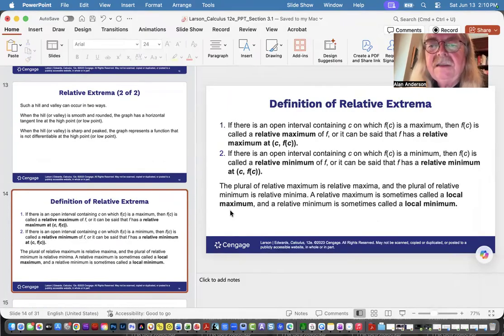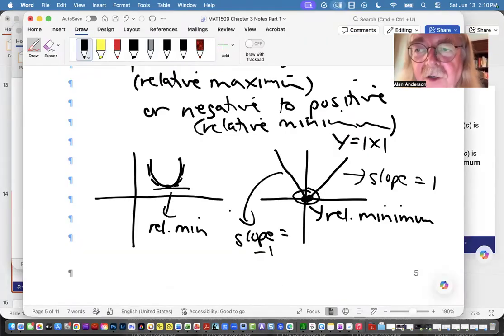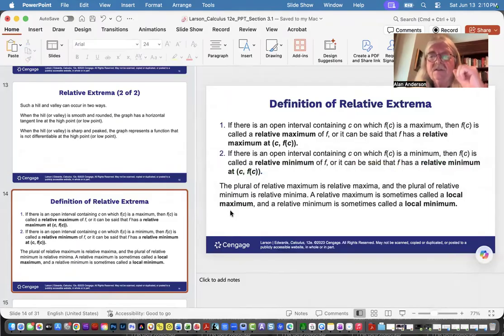Now, if there's an open interval which contains a maximum, of course, then we call it a relative maximum, and then we have the relative minimum. So they're making sure it's clear that these are relative maximum. Now, there could still be a global maximum, but if f of c is the smallest within a given region or neighborhood, then it becomes a relative maximum or relative minimum.